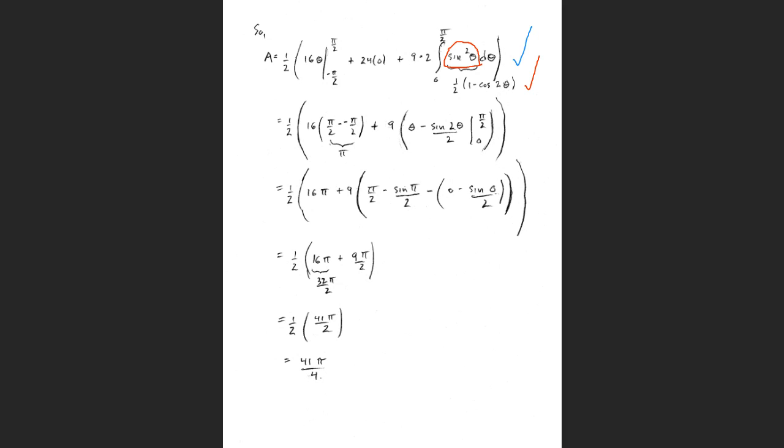And so now it's just a matter of doing some integration, getting your antiderivatives, plugging in pi over 2 and 0 carefully, and getting to the final answer, which is 41 pi over 4. And that's the answer WebAssign is going to want, by the way. It wants simplified radical form answers, not decimals. Let me give you a moment to copy it, and let's see if there are any questions.